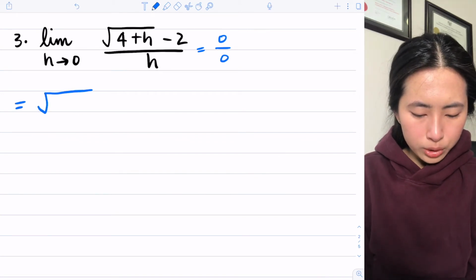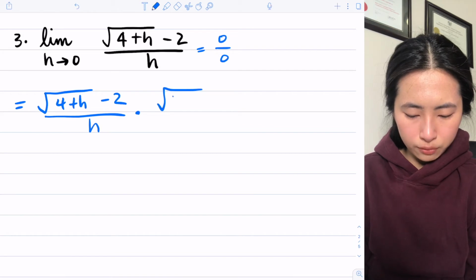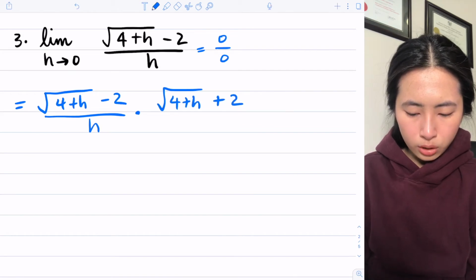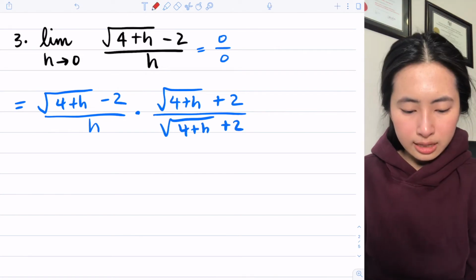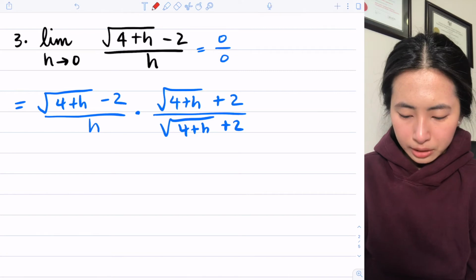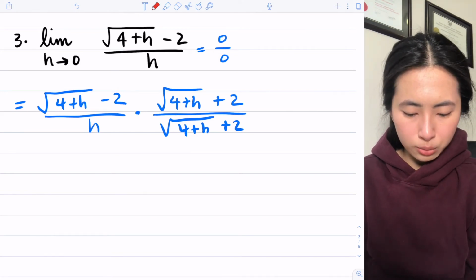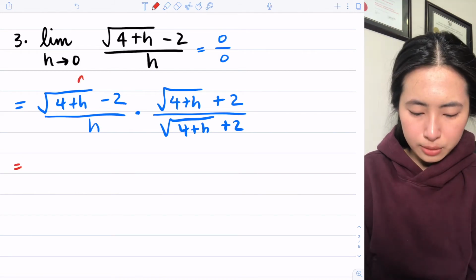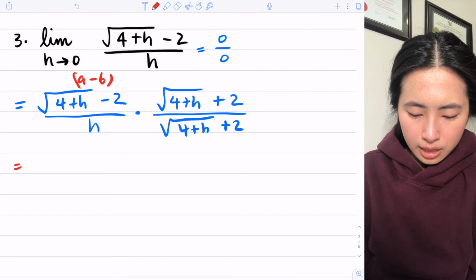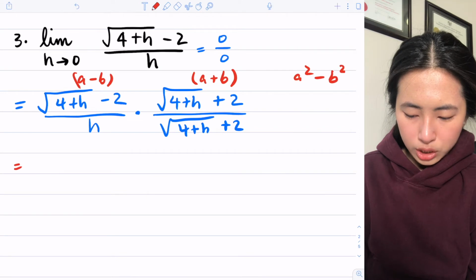So we take square root of 4 plus h minus 2 over h. You multiply this by the conjugate of your numerator, which is square root of 4 plus h plus 2 over square root of 4 plus h plus 2. And again, this is a minus b times a plus b, so we do have difference of squares, so we can rewrite our numerator based on a squared minus b squared. So let's just write a minus b times a plus b, and this is a squared minus b squared, just so you're following.